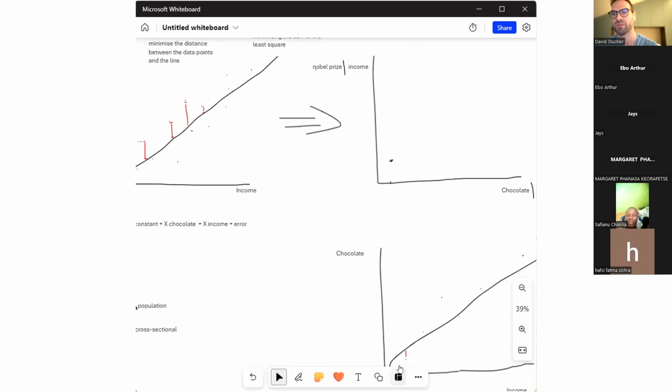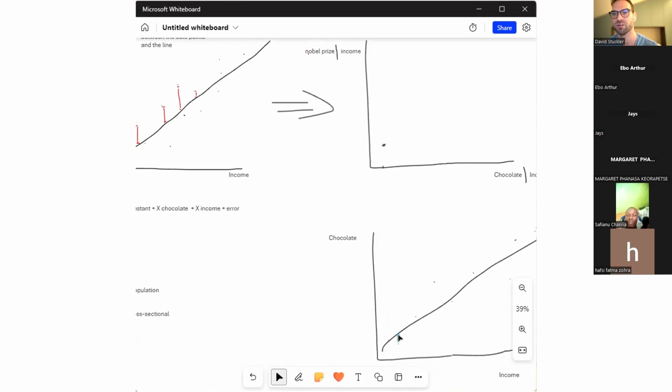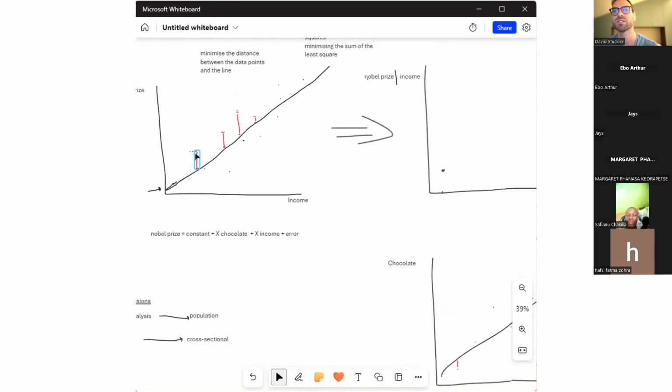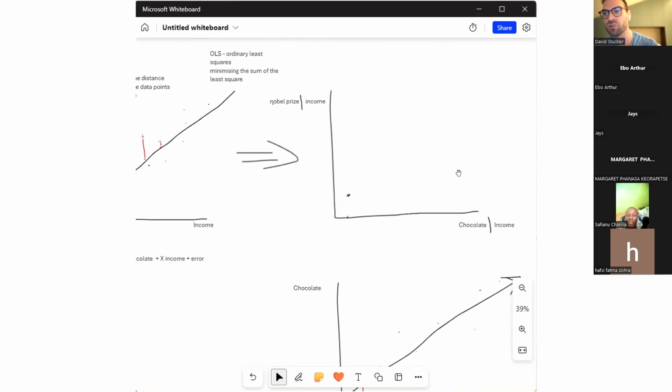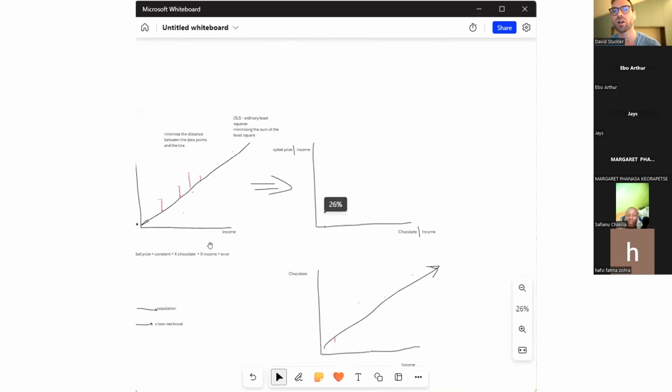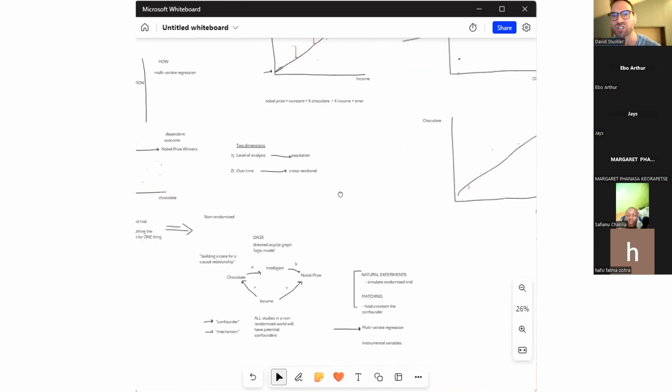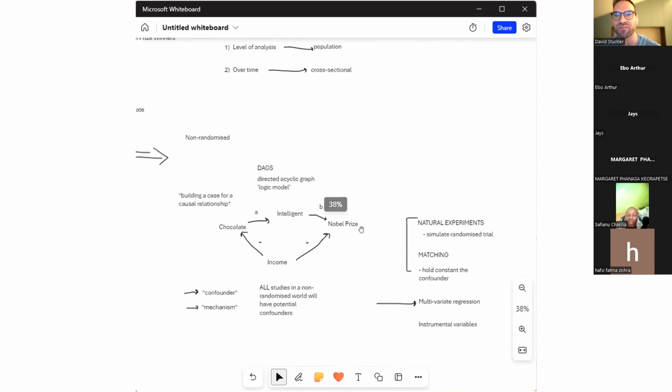What's that data point coming from? This distance here is going to be moved here because that's the chocolate variable. And this distance here is the Nobel Prize error, the thing that income couldn't explain, and it is going to be up here. And so the data point would be about there. You can see multivariate starts to get more complicated, but this all comes back to how multivariate regression is trying to deal with this confounder issue.